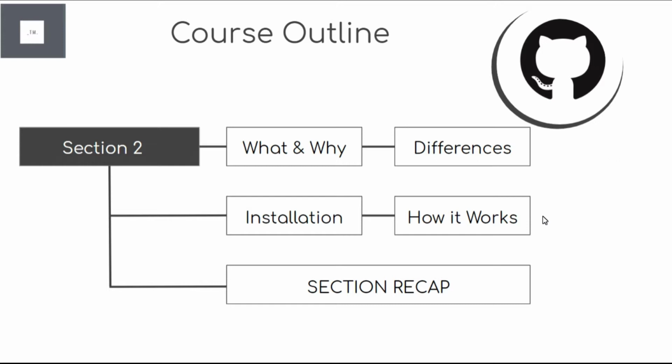Next we'll see how we can install Git on our local system. That's the installation process, and that's pretty simple. Then we'll see how Git and GitHub work as a version control system. And then I'll give a little section recap, and I'll keep a section recap for every section.